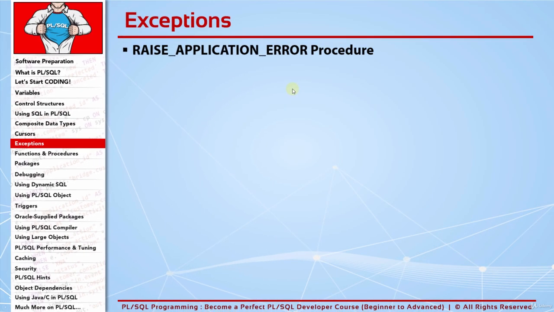Hi, in this lecture you will learn how to use the raise application error procedure. In previous lectures, we learned how to raise an exception in our block and learned how to handle it, and said that sometimes we need user-defined exceptions to handle some business exceptions, but they are not defined in the database and they are not an error for the database server, so they don't have any error codes.